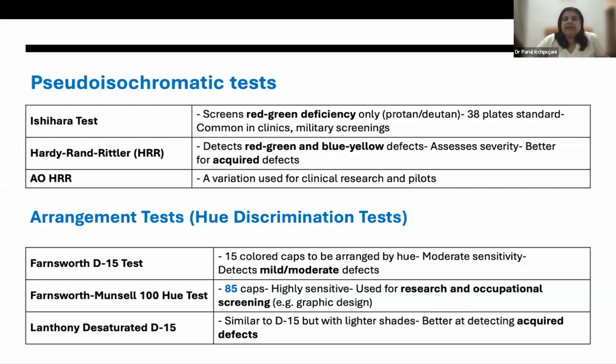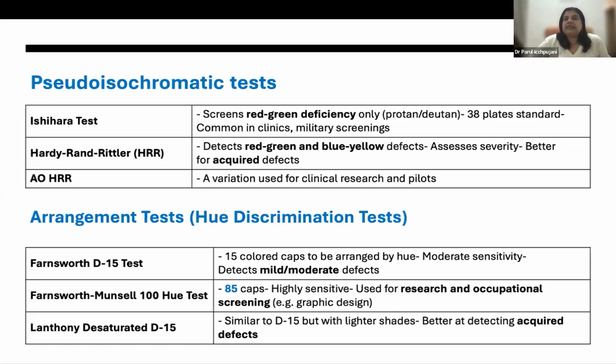Then we have certain tests in which you have a panel of similar colors, some lighter or some darker than the other. So there are different hues of the same color, and you have to arrange them in a single order. So we have the Farnsworth D15 test, in which you have 15 colored caps, which are to be arranged by hue of increasing tone of that color. This is used to detect mild to moderate defects.